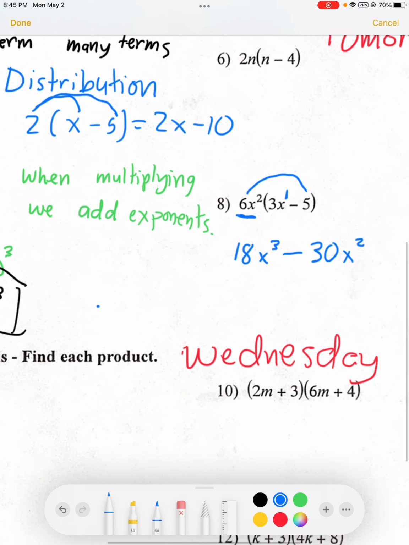And our last one is going to be 2n times n minus 4. I'm just going to blast through this one. 2n times n, well, that's going to become 2n squared minus 8n. Make sure you multiply it into both terms.